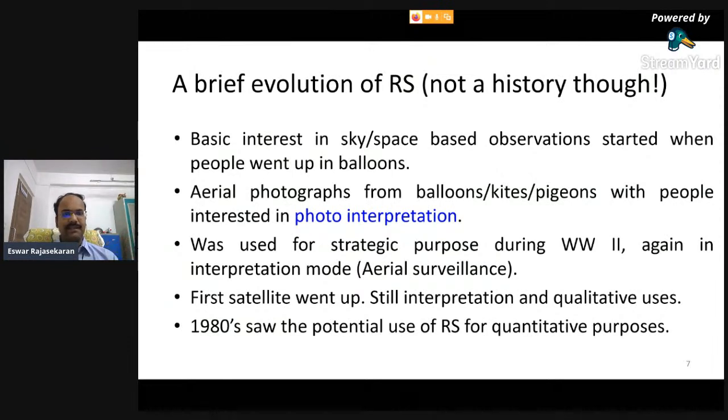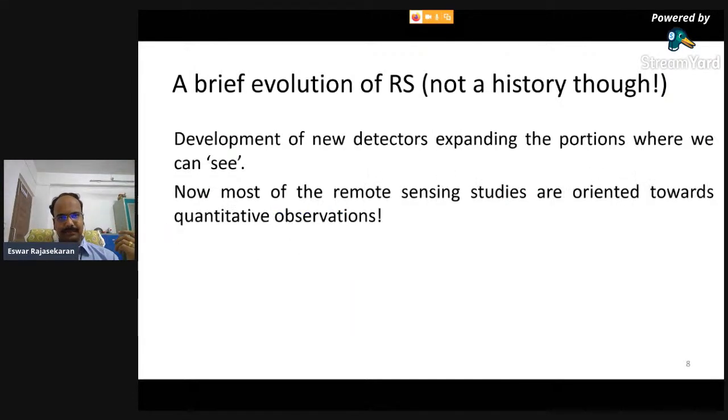From 1980 onwards, scientists saw the potential use of remote sensing for quantitative purposes. Quantitative in the sense of real numerical use, rather than just seeing and telling there is a water body, there is a lake. What if I try to sense the depth of the lake, the height of the tree, how much vegetation is growing in that particular tree? All these quantitative things started to come from the 1980s onwards.